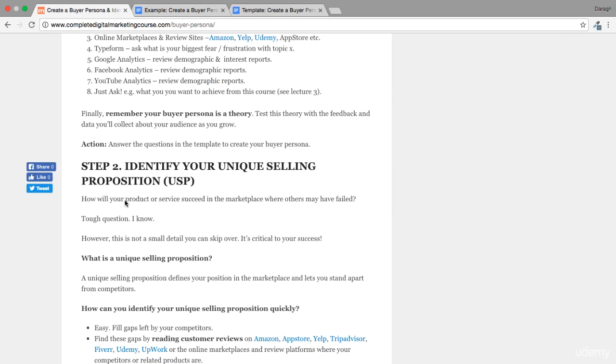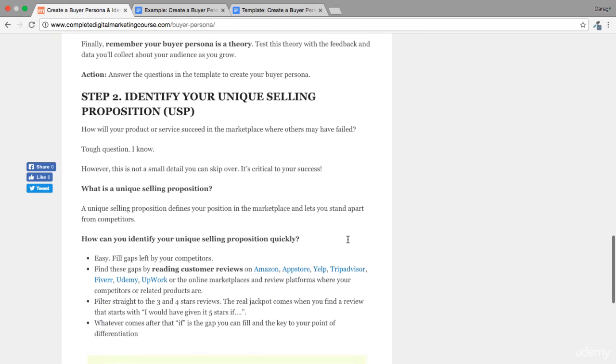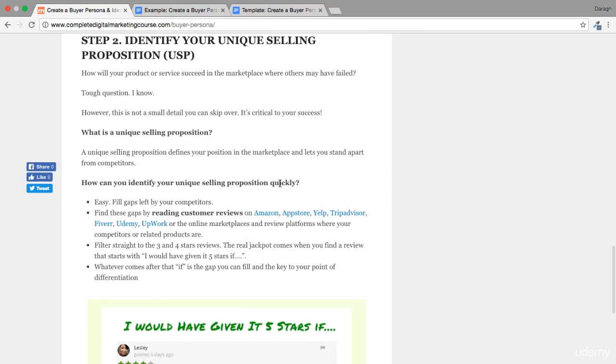And so this is really very integrated with the first question, but it's just as important. It's a tough question, but it's not a small detail that you can skip over. It's really critical to your success. So let's start by kicking off some of the theory here once again.